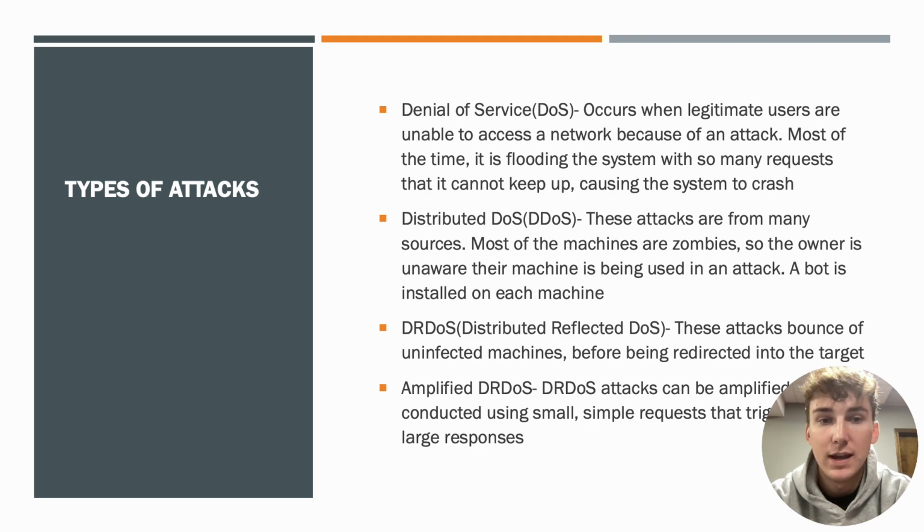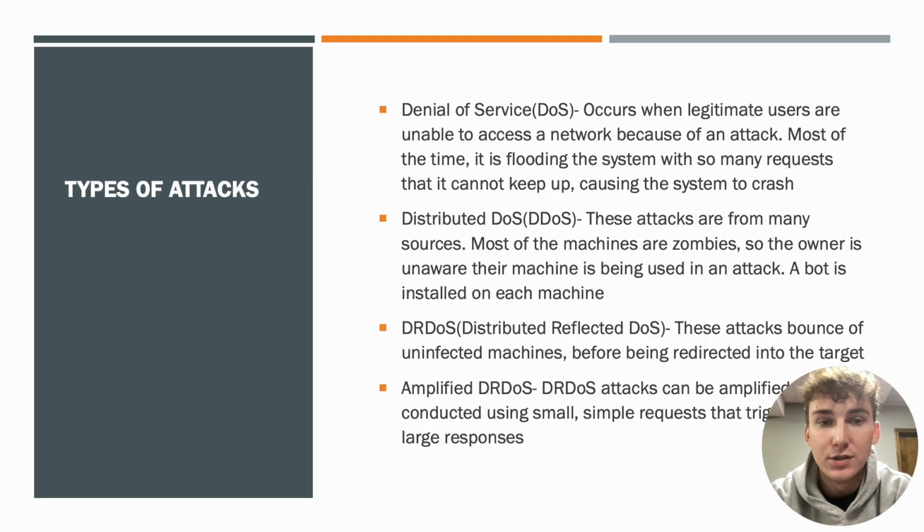So the first one is denial of service, or a DOS. This occurs when a legitimate user is unable to access a network because of an attack. So most of the time, this occurs when there's a flooding of the system with so many requests that it can't keep up, and this causes the system to crash. Usually in denial of service attacks, there can be millions and millions of requests per second, and your network just can't keep up with that, so it has to crash.